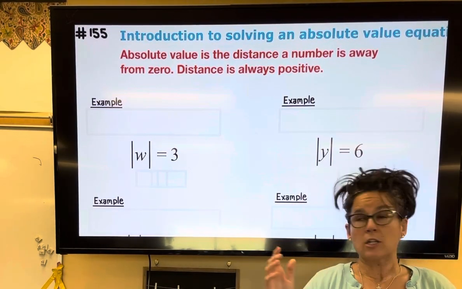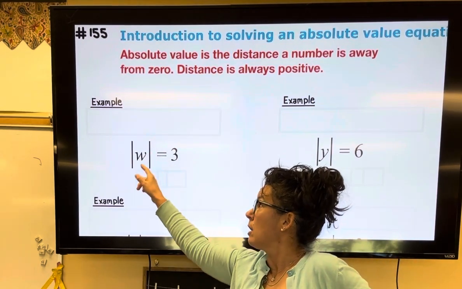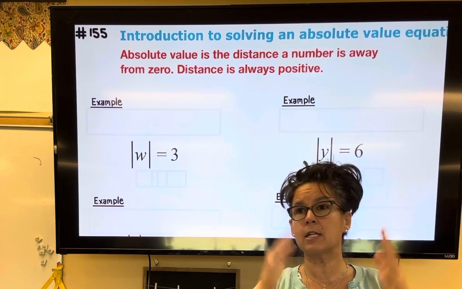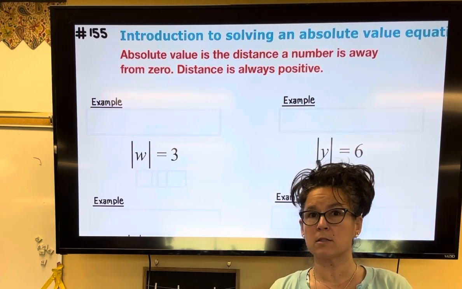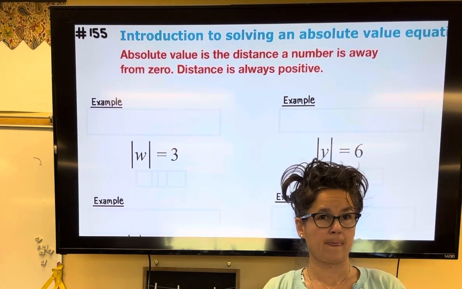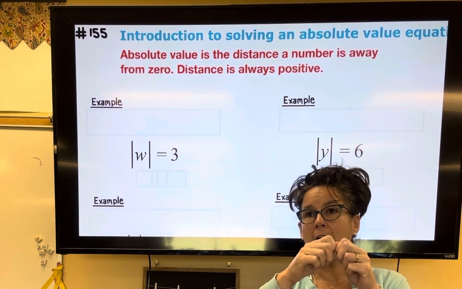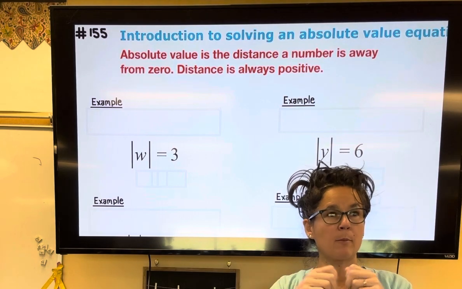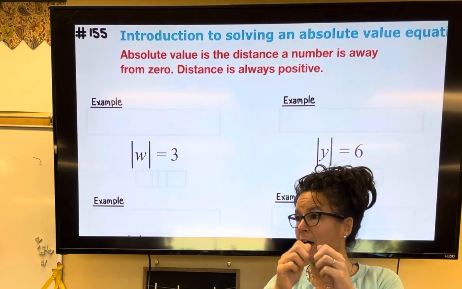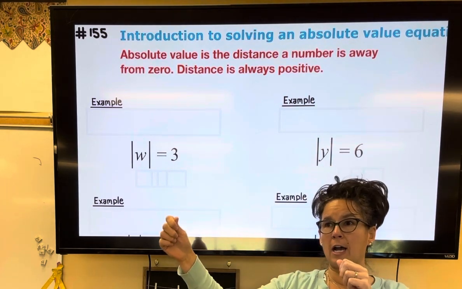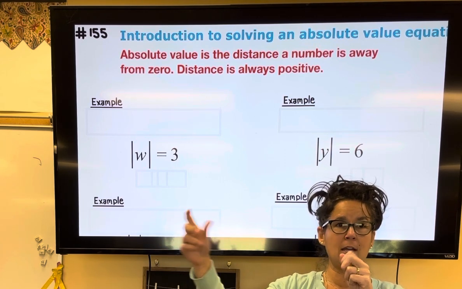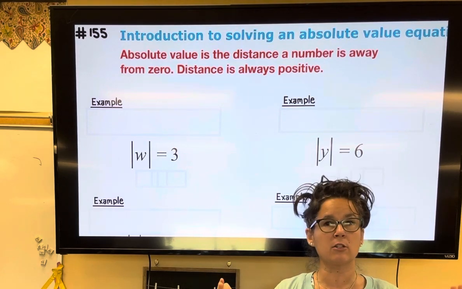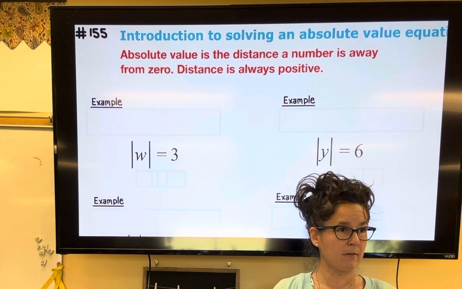In solving these equations, notice that there are these long lines around the letter. That stands for absolute value. Does anybody remember what absolute value means? It's just how far away, if I took out a tape measure, the number is from 0. Because if I measured from 0 over to 5, my tape measure would say 5.